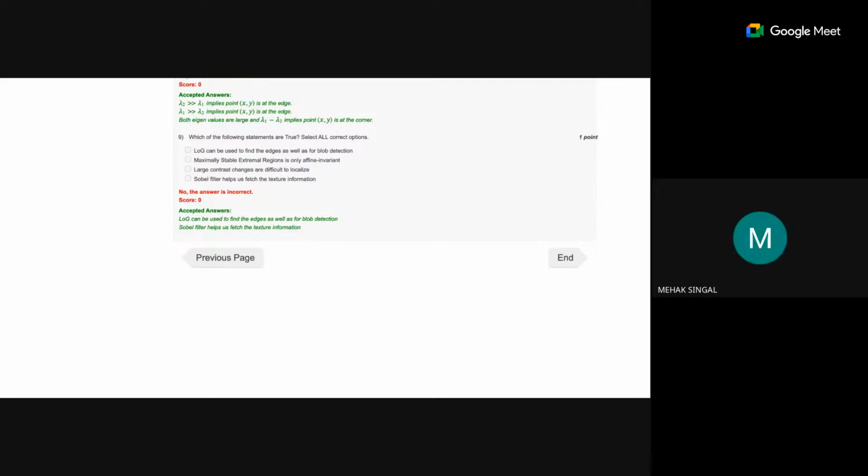In this, the last 3 points I did not get. So the Sobel filter can be used to fetch the texture information. That is correct. How, like, obviously, Sobel is used to detect edges, but if you read about the Sobel filter, it is doing that only. I don't have the link now, but the Sobel filter can be used to find texture information.